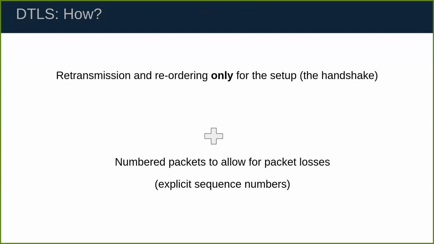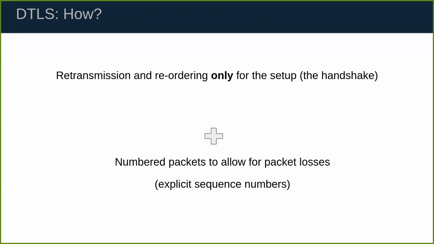So how does DTLS accomplish all of this? DTLS provides retransmission and reordering, but only for the setup, the handshake process itself. But this does not extend to the application data, so there's no overhead for application data. It's the same as using a regular datagram.